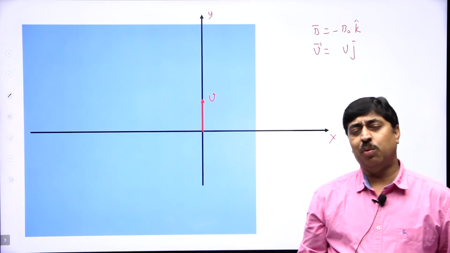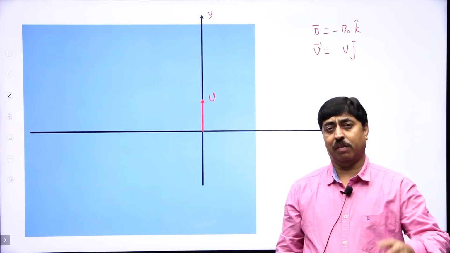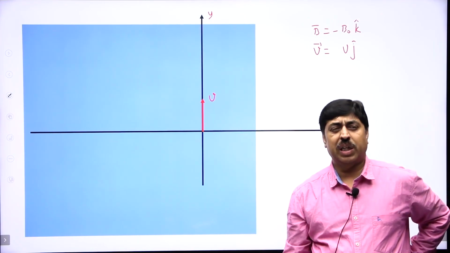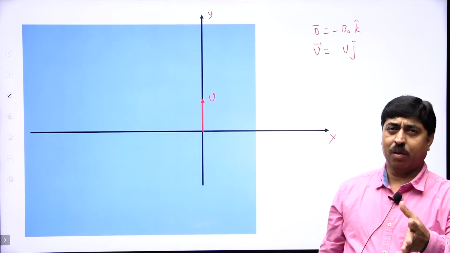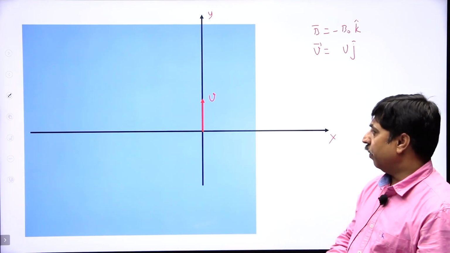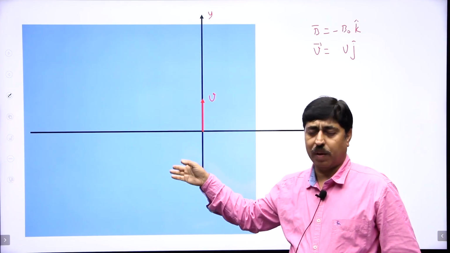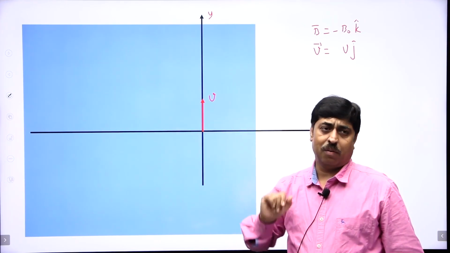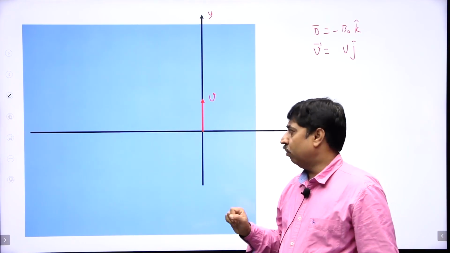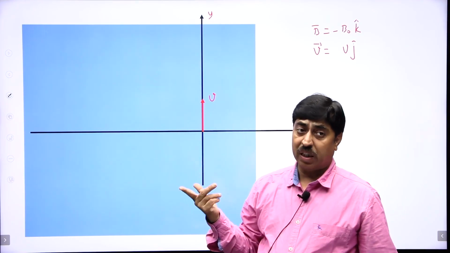Now, the question may ask you to write the velocity of the particle as a function of time or its position as a function of time. Velocity or position as a function of time. Now, because velocity is perpendicular to the direction of magnetic field, particle will take a circular path beyond doubt. Now, where is the center of the circle?